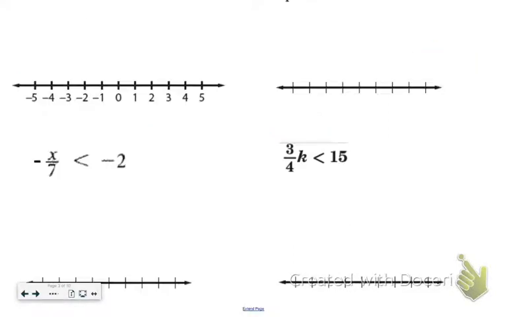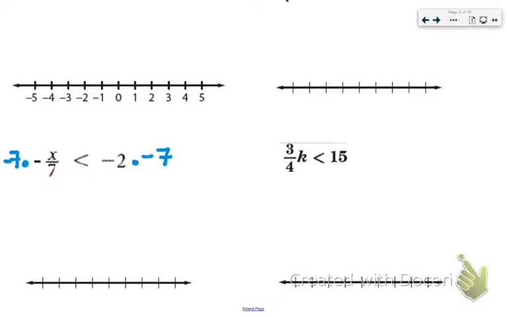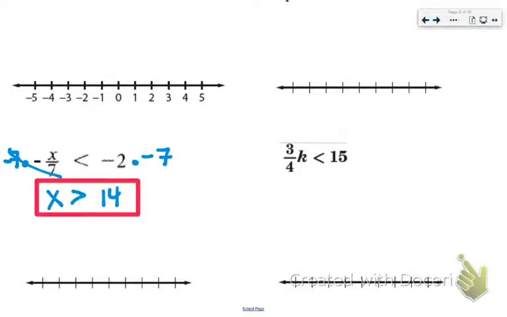Our next example, we've got x being divided by negative 7, so to undo the negative and the division by 7, we're going to multiply both sides by negative 7. Again, we get stuff canceling out on the left. Negative 2 times negative 7 is positive 14, and because I multiplied by a negative number, my sign flips. And we go to graph. Open circle at 14, greater than goes to the right.